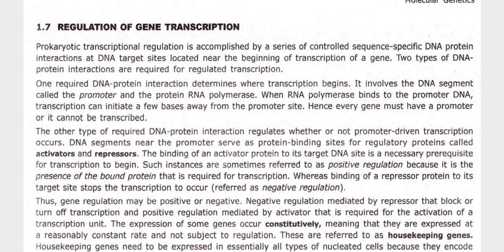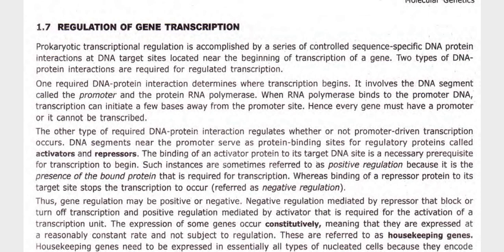Two types of DNA-protein interactions are required for regulated transcription. One required DNA-protein interaction determines where transcription begins. It involves the DNA segment called the promoter and the protein RNA polymerase. An RNA polymerase binds to the promoter DNA. Transcription can initiate a few bases away from the promoter site. Hence, every gene must have a promoter or it cannot be transcribed.